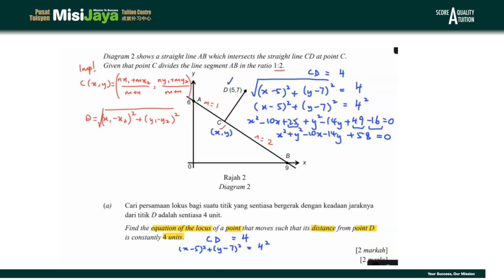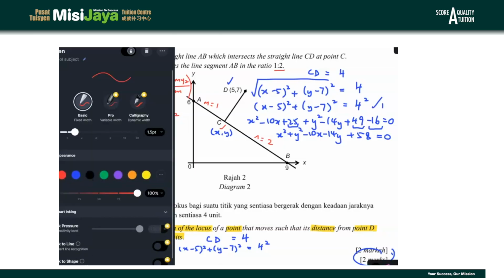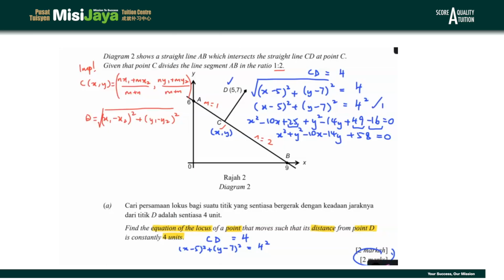So let's look at the marks. This question carries 2 marks. And where do we get the 2 marks? Here, this is 1 mark. And then another one, this is 1 mark. So we have here 1 mark and here another 1 mark. So total is 2 marks. So part A is done.